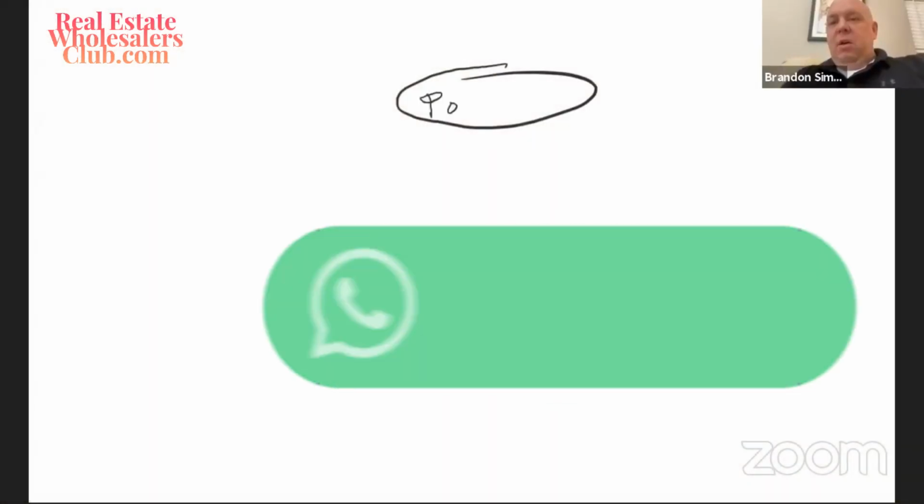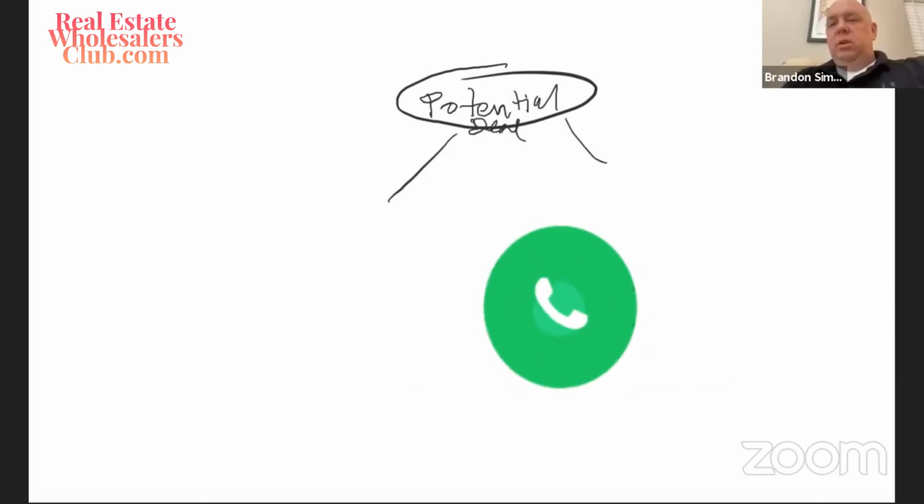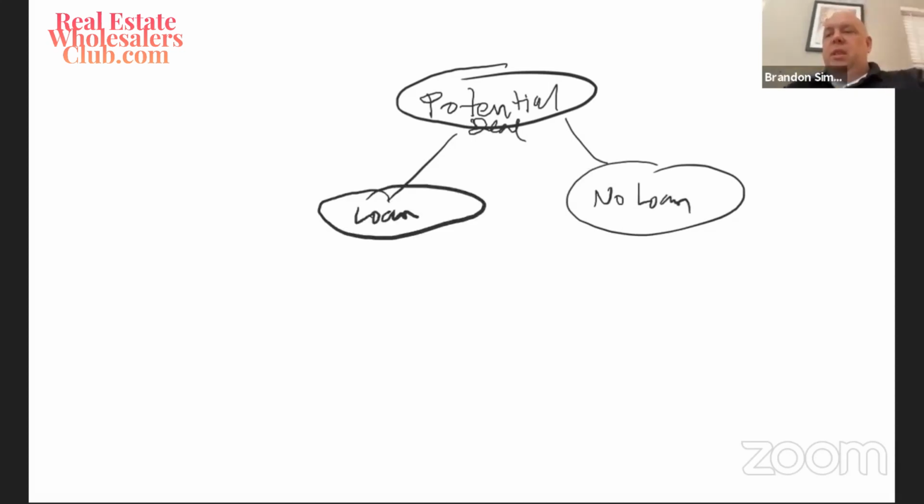So I want to show you my decision tree whenever I'm thinking about a potential deal. I think about it in two areas: one where there's no loan, and one where there is a loan. Whenever there's no loan, I want to focus on one strategy first, and I always go for my cash offer first.